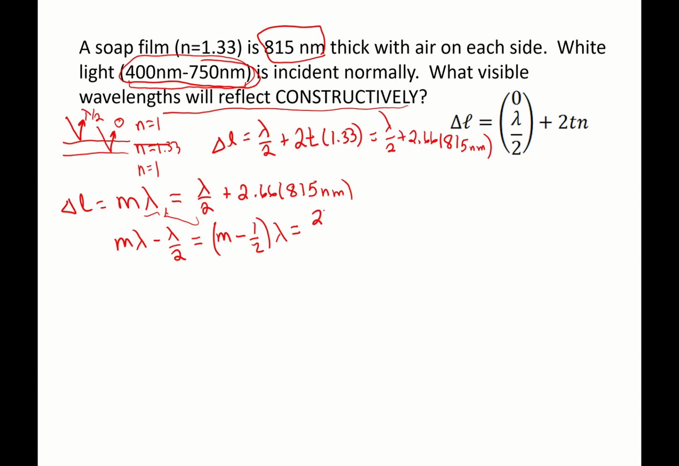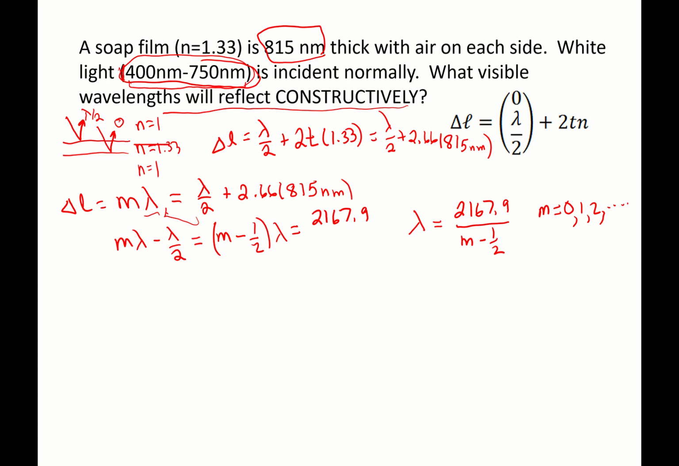So that's 2167.9. And then I want to find the wavelength. So lambda is equal to 2167.9 over m minus 1/2. Right, what's m? Well, m is an integer, right? m is equal to 0, 1, 2, etc. So what I'm going to do is plug in the different values for m and find what wavelengths are within the range of the light that's incident, so from 400 nanometers to 750 nanometers.